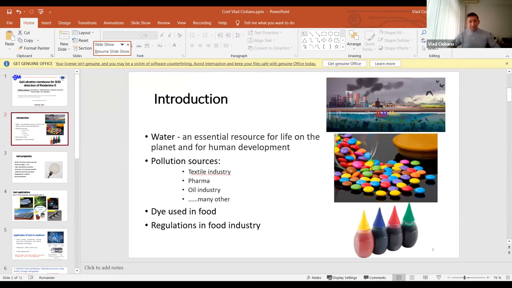As we know, there are many sources of contamination of residual waters, for example, textile industry, pharma, oil industry, and in fact many other industries. One of the most abundant pollutants are the dyes. Also, the dyes can be used in the food industry. It is important to have regulation by law in order to not exceed some concentrations, because these dyes could be harmful for human health.